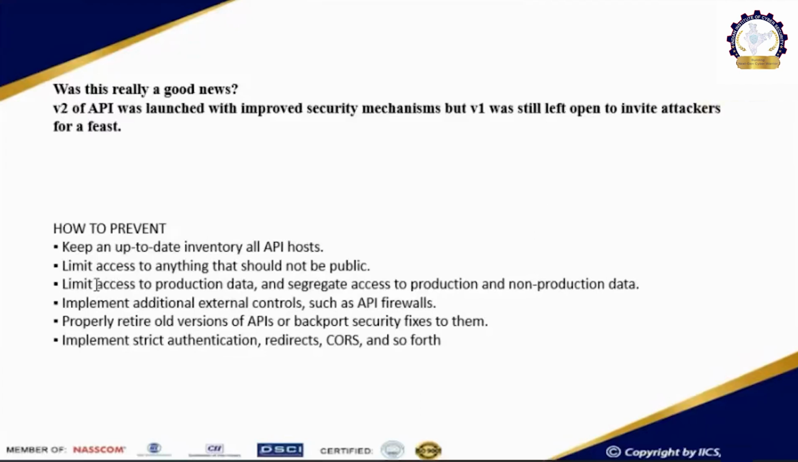We should always have an up-to-date inventory of all API hosts. We have to limit the access to production data. That means you have to implement additional controls such as API firewalls. We have to properly retire older versions of the API, meaning you should always terminate the older versions. Next, we implement strict authentication, redirects, calls, and so forth. So these are all the attack terms.